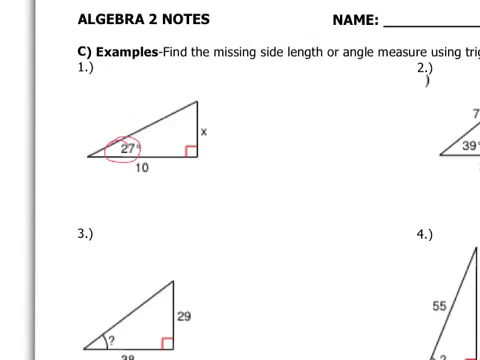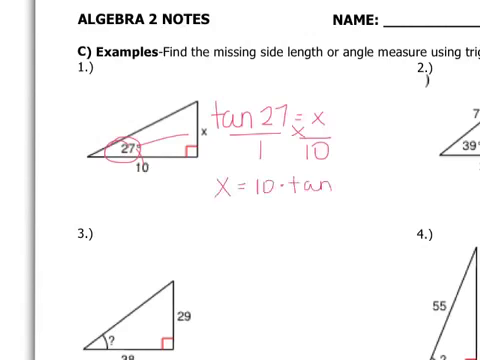Tangent. So we are going to say tangent of 27 degrees equals the opposite side over the adjacent side. From here, here's where those little proportion problems came from on your warm-up. The best way to do this is make tangent of 27 degrees over 1, and then you can cross multiply. So x equals 10 times the tangent of 27.